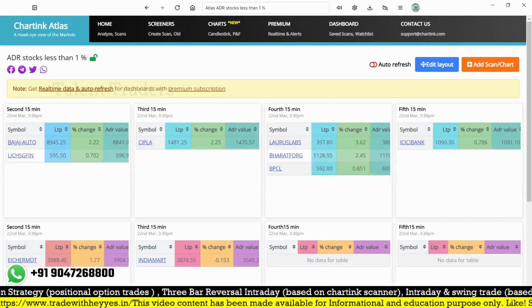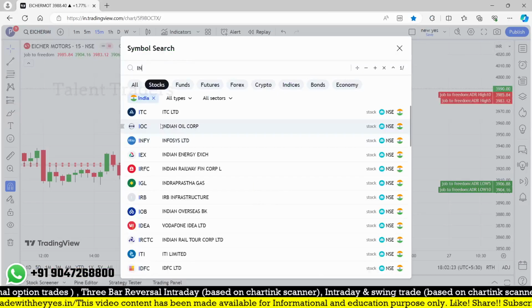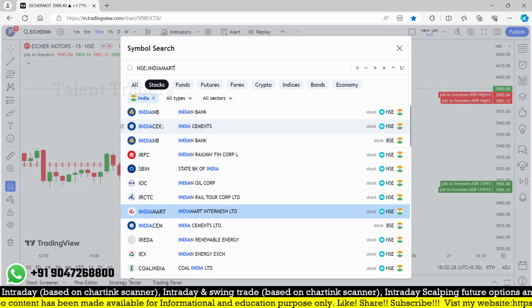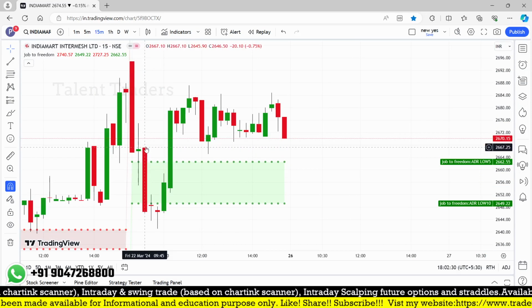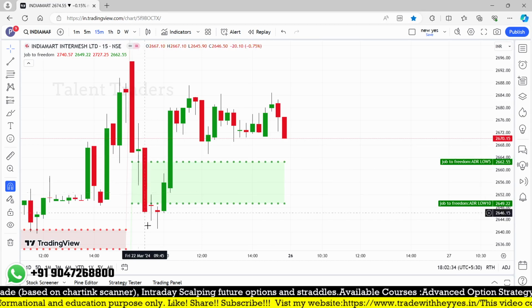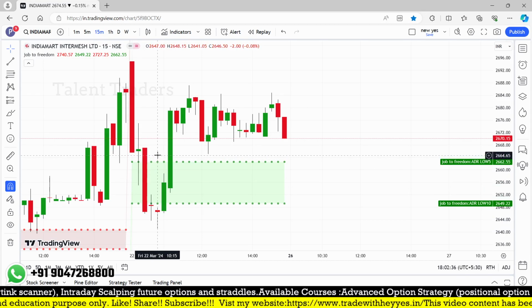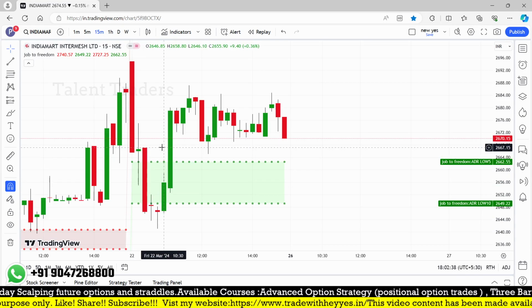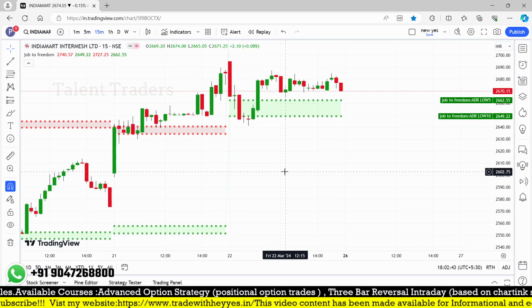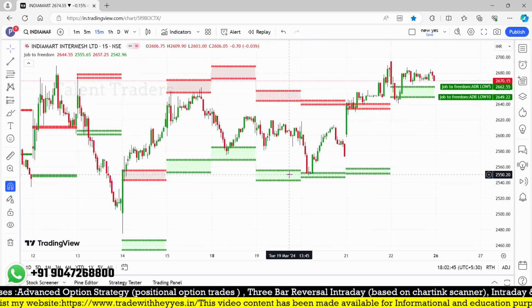And overall market also we should look at in India Mart. India Mart, what happened yesterday? Big candle, third candle, and the low of the third candle is broken and the stop loss got triggered out. That's it, simple. This candle itself triggered our stop loss. And previous trades also you can just look at that.